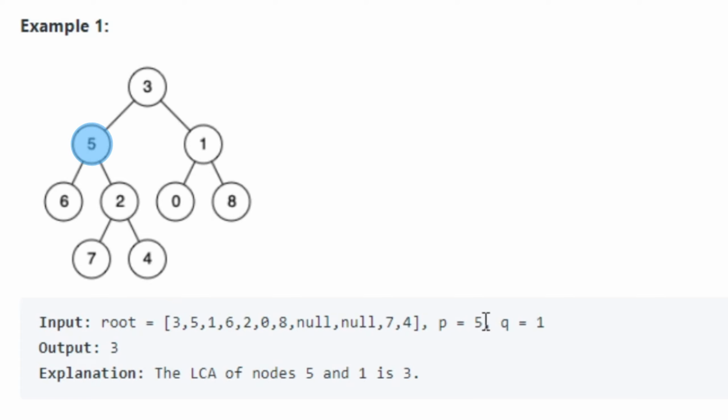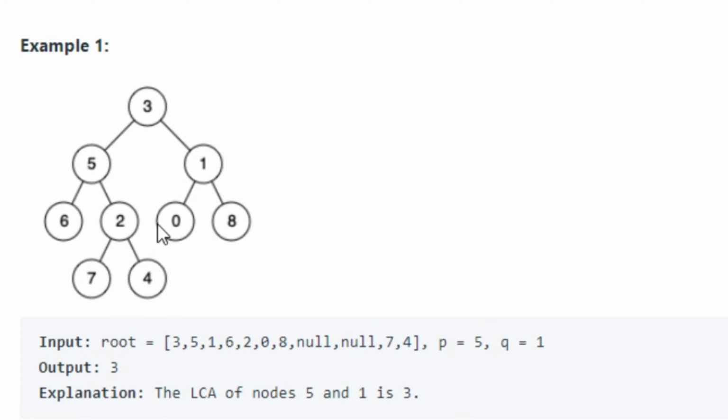P equals 5, Q equals 1, so those are the two vertices that we're trying to find the lowest common ancestor of, and we assume the constraints of the problem show that P will not equal Q. And we can see the output is 3 for example 1, because the lowest common ancestor of 5 and 1 is 3.